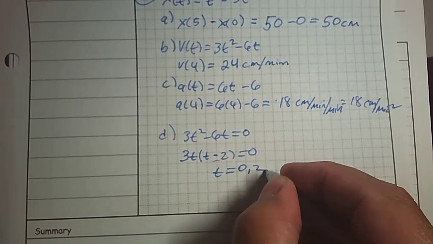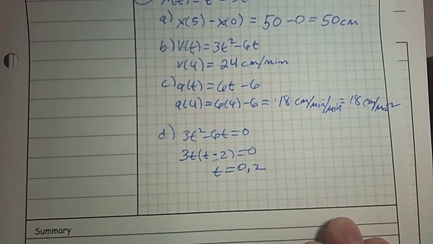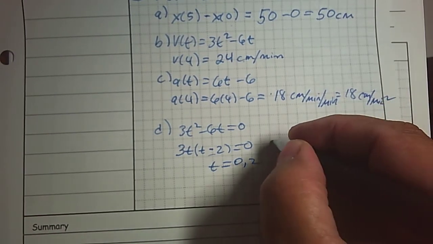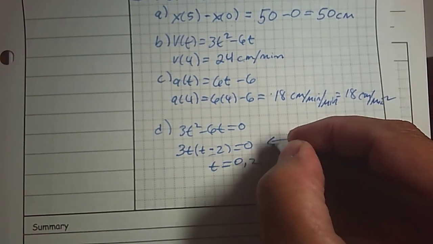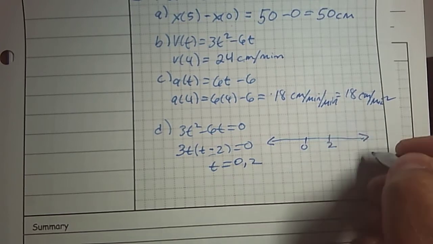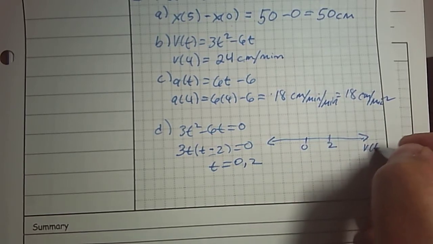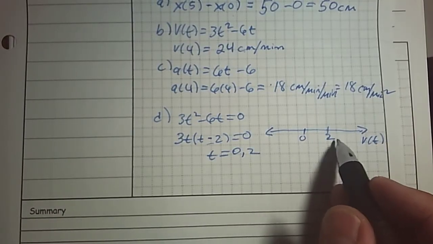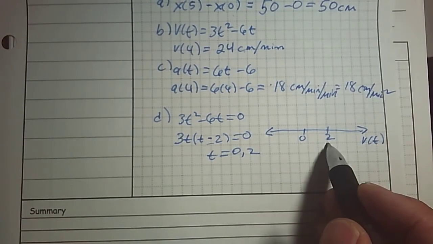The second one gives me the answer 2. So I'm looking at 0 and 2. Now make sure this is conceptual, so time could be positive and negative. So on here, I'm going to create a velocity number line where these are the times, and I'm going to put the interval of 0 and 2 on.